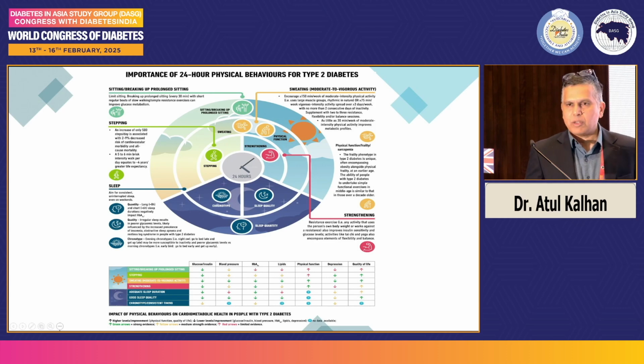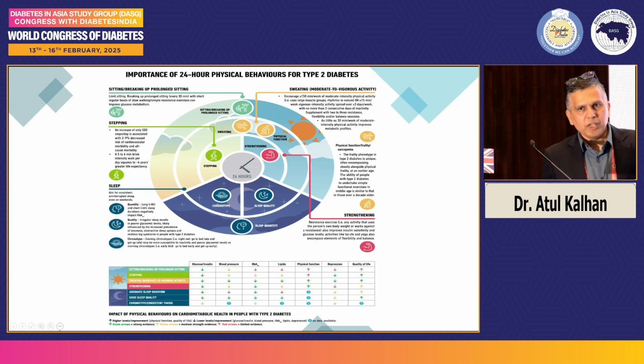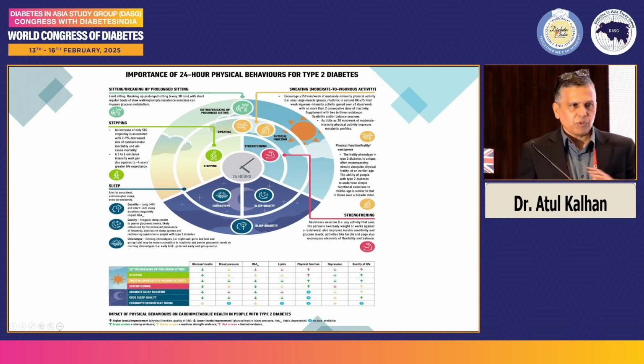The guidelines say around 150 minutes of moderate exercise spread over 5 days in a week, or 75 minutes of high intensity. How many of you are doing it? 150 minutes per week. Brilliant. You need to lead by example. You can't just say it. You have to practice what you preach.